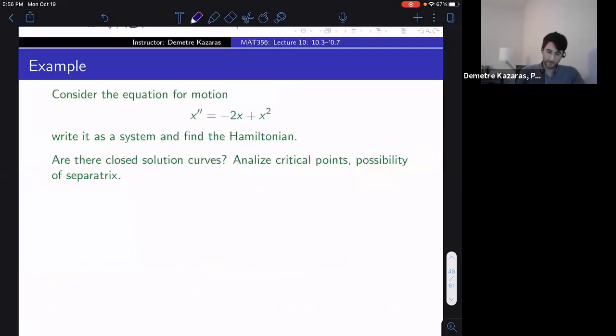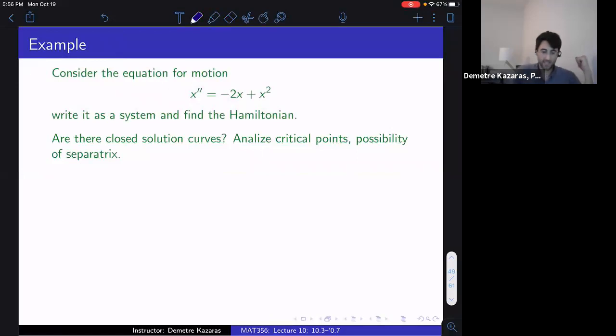Okay, let's take a look. Let's consider this. It's not a system right now, but it's a nonlinear mechanics type problem, because it has second derivatives and a nonlinear first order term. So you have that x squared going on there. All right, so let's first write it as a system, and then the claim is that it will be Hamiltonian.